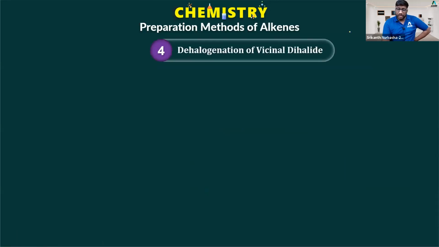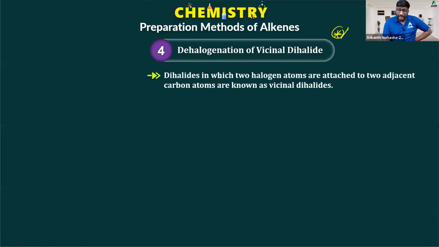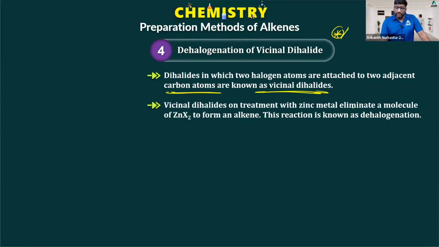Fourth one, dehalogenation of vicinal dihalide. Vicinal dihalides are dihalides in which two halogen atoms are attached to two adjacent carbon atoms. If the two adjacent carbon atoms have two hydrogen atoms or two halogen atoms attached, then they are said to be vicinal dihalides. If two halogens are attached to the same carbon atom, then they are called geminal dihalides. Yes or no? Vicinal dihalides on treatment with zinc metal eliminate a molecule of ZnX2 to form the respective alkene. This is nothing but a dehalogenation reaction.